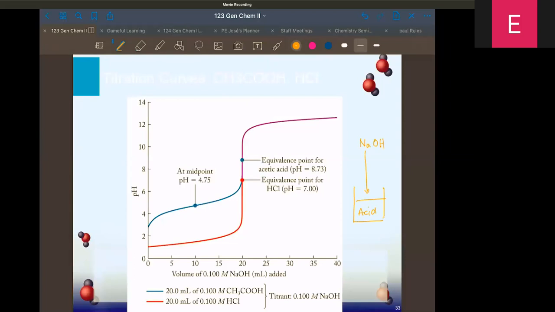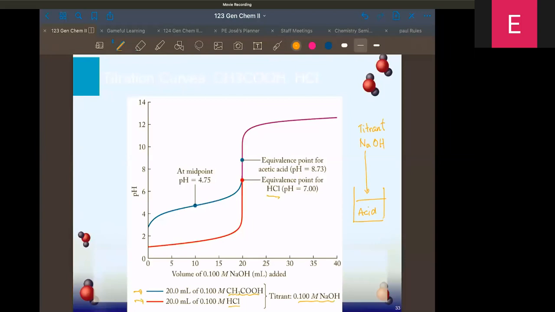The first one is the red one, which is HCl. And the second one is the blue one, which is a weak acid, in this case, acetic acid. You can see here, the red one represents HCl. The titrant, the one that is being added, is the solution used to do the titration. And that's 0.1 molar NaOH.